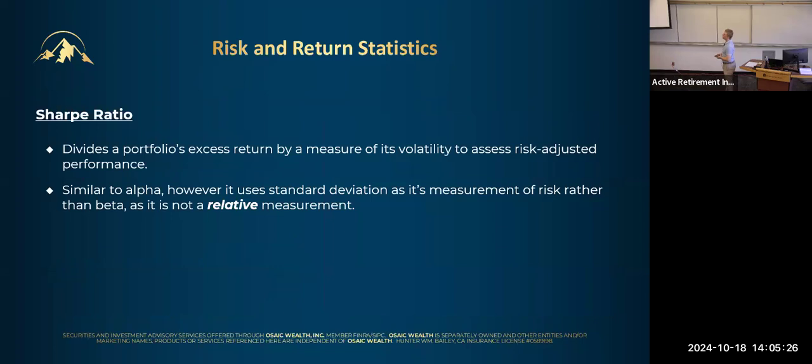So Sharpe ratio, like we were talking about, divides a portfolio's excess returns by a measurement of its volatility, in our case, standard deviation, to assess the risk-adjusted performance. Similar to alpha, but instead of using beta, it uses standard deviation as our measurement of risk because it's not relative. We're not comparing this to anything else. We're not gauging how this is doing versus the S&P 500. We're just looking at this on its own.